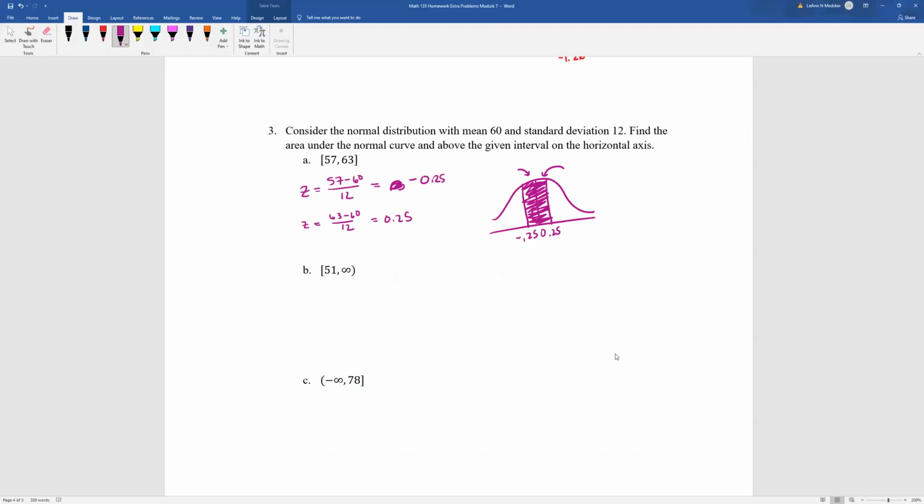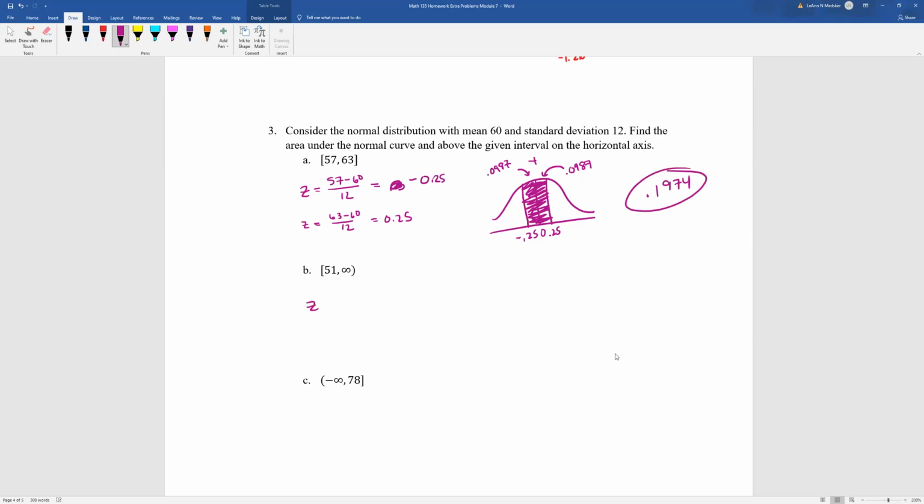So 0.0987. Same thing for this one, since they are the same distance from 0. If we add those together, we're going to get 0.1974. So that's for the first one.